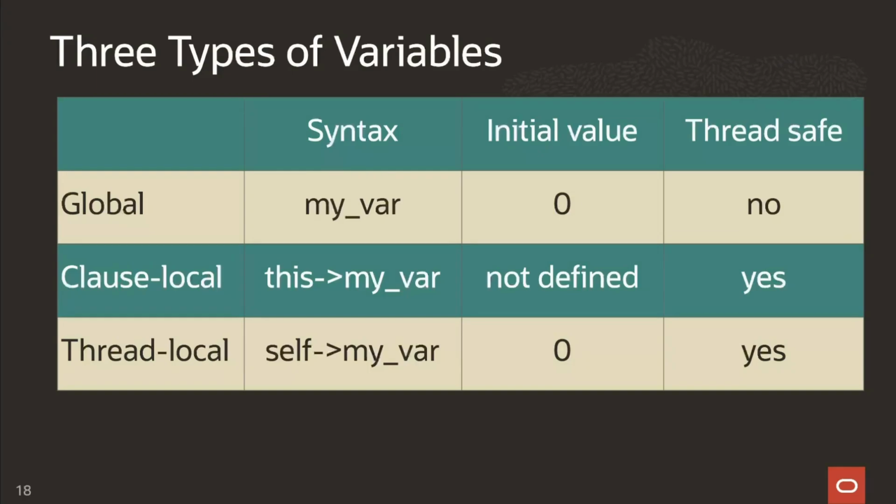Thread local sort of fits in between. It has an initial value of 0. That's quite convenient, and you'll see me leveraging that. But it is thread safe. Again, the thread local variable is only visible by the thread that owns it.